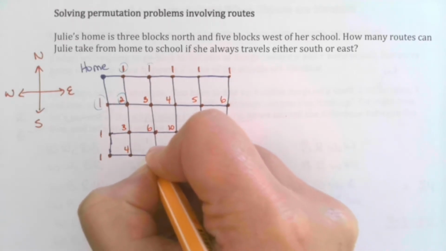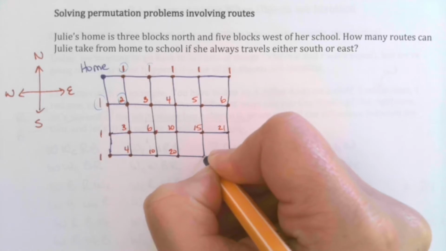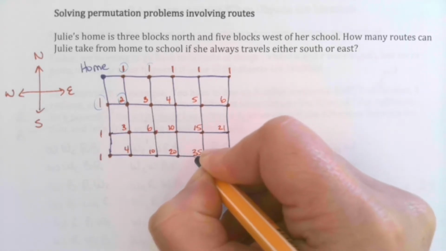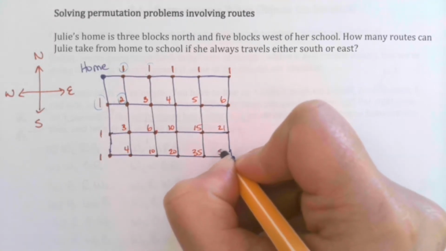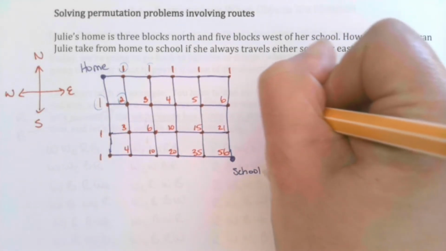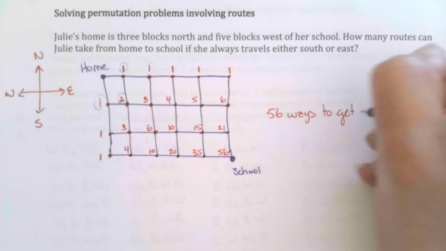6 and 4 gives you 10 down here. 10 and 10 is 20. 20 and 15 is 35. 35 and 21 is going to give you 56. So there's 56 ways to get to school.